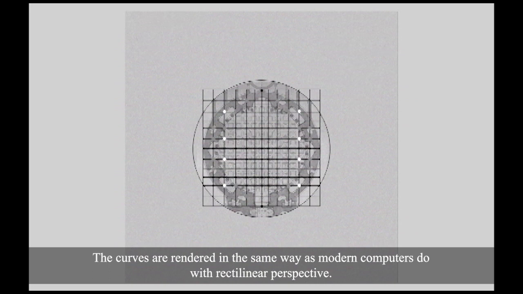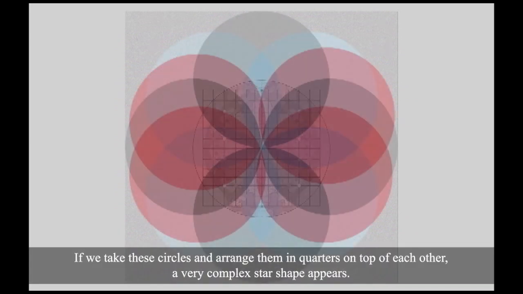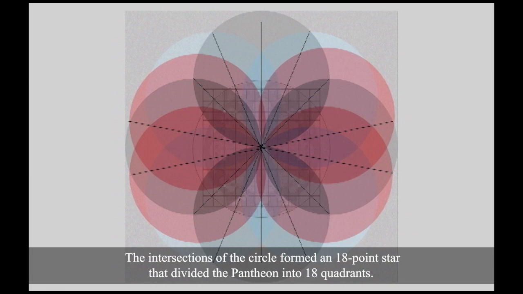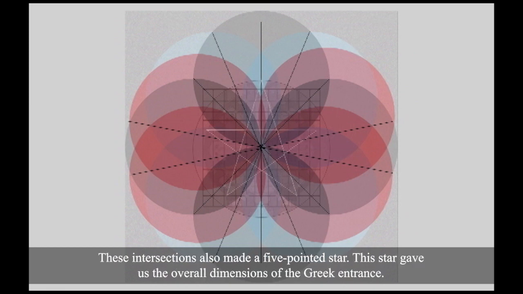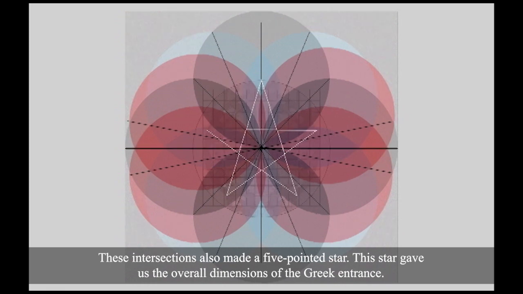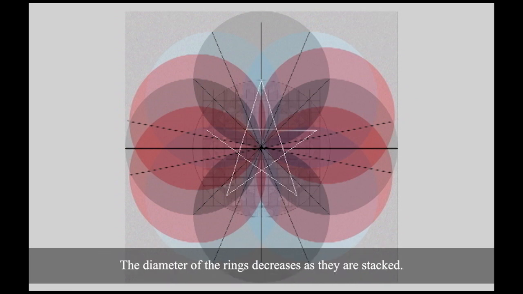The curves are rendered in the same way as modern computers do with rectilinear perspective. If we take these circles and arrange them in quarters on top of each other, a very complex star shape appears. The intersections of the circle form an 18-point star that divided the Pantheon into 18 quadrants. These intersections also made a 5-pointed star. This star gave us the overall dimensions of the Greek entrance.